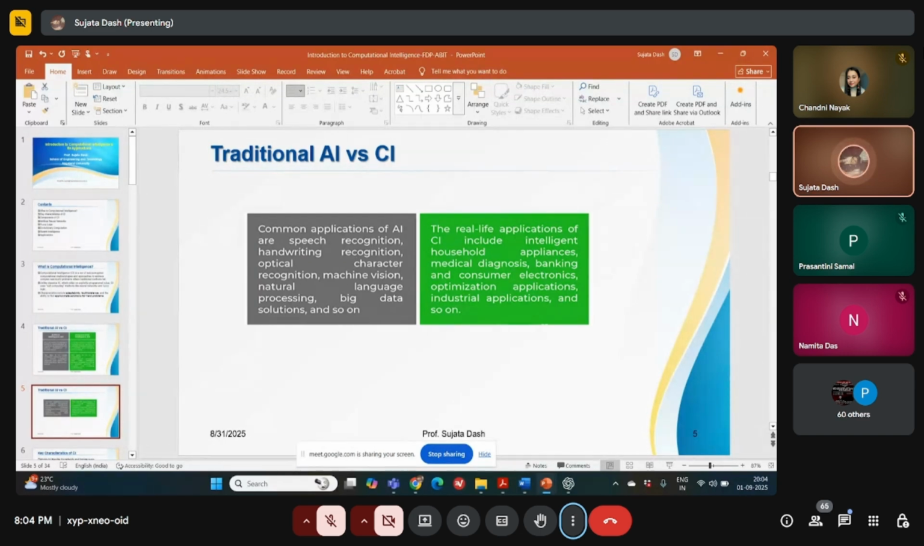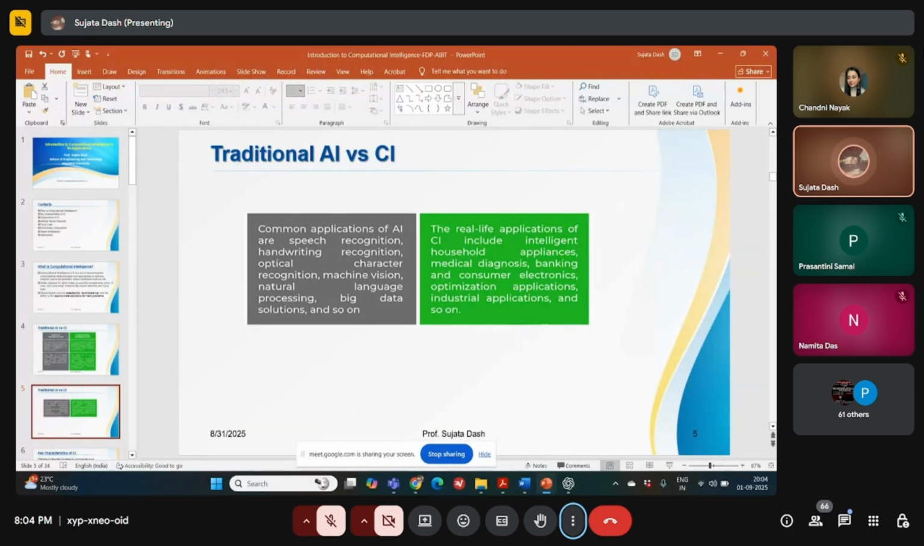And coming to another application, handwriting recognition, systems that convert handwritten notes into digital text, such as Google Lens, very, very popular nowadays, or banking check processing. Third one is optical character recognition. It scans the printed documents and converts them into editable text.